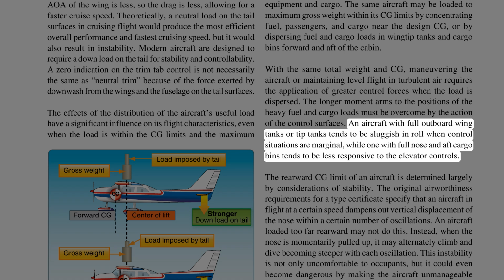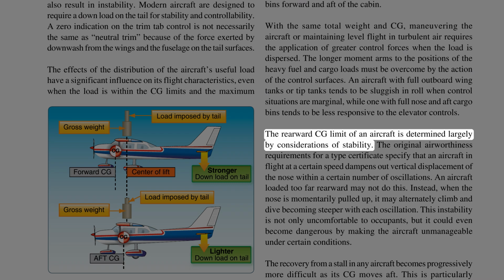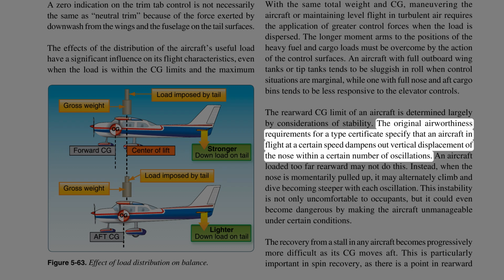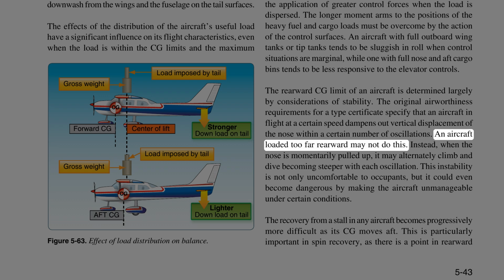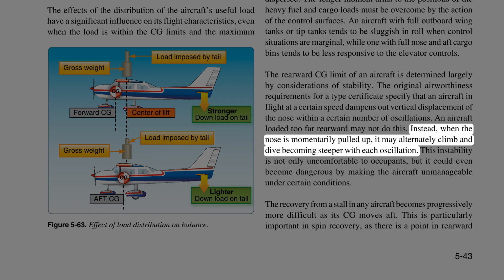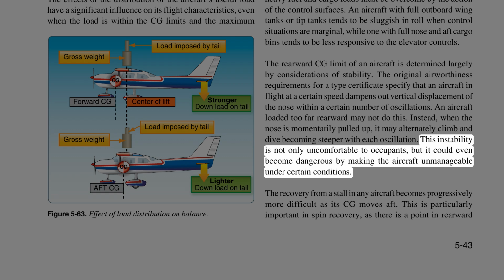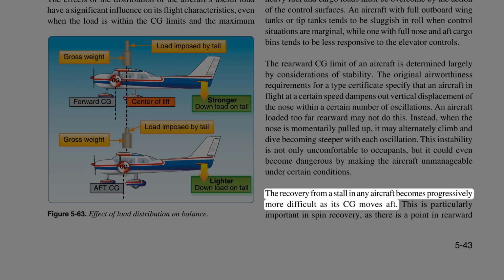The rearward CG limit of an aircraft is determined largely by considerations of stability. The original airworthiness requirements for a type certificate specify that an aircraft in flight at a certain speed dampens out vertical displacement of the nose within a certain number of oscillations. An aircraft loaded too far rearward may not do this. Instead, when the nose is momentarily pulled up, it may alternately climb and dive, becoming steeper with each oscillation. This instability is not only uncomfortable to occupants, but it could even become dangerous by making the aircraft unmanageable under certain conditions.